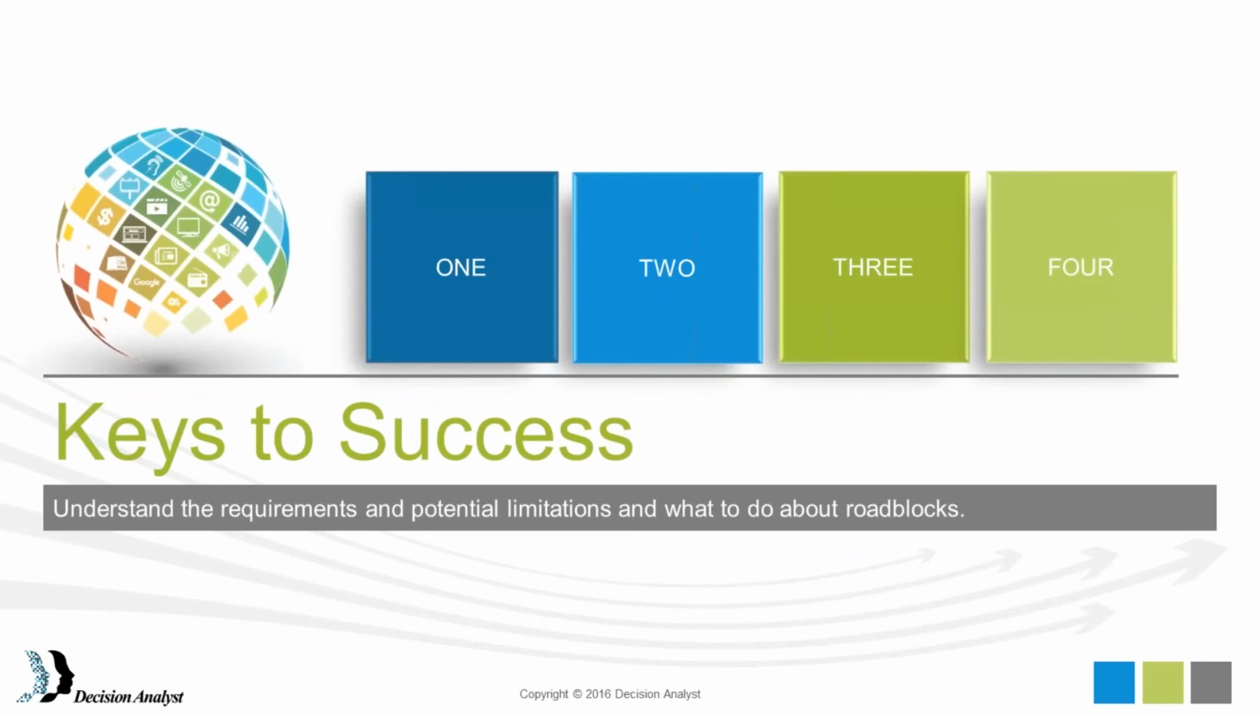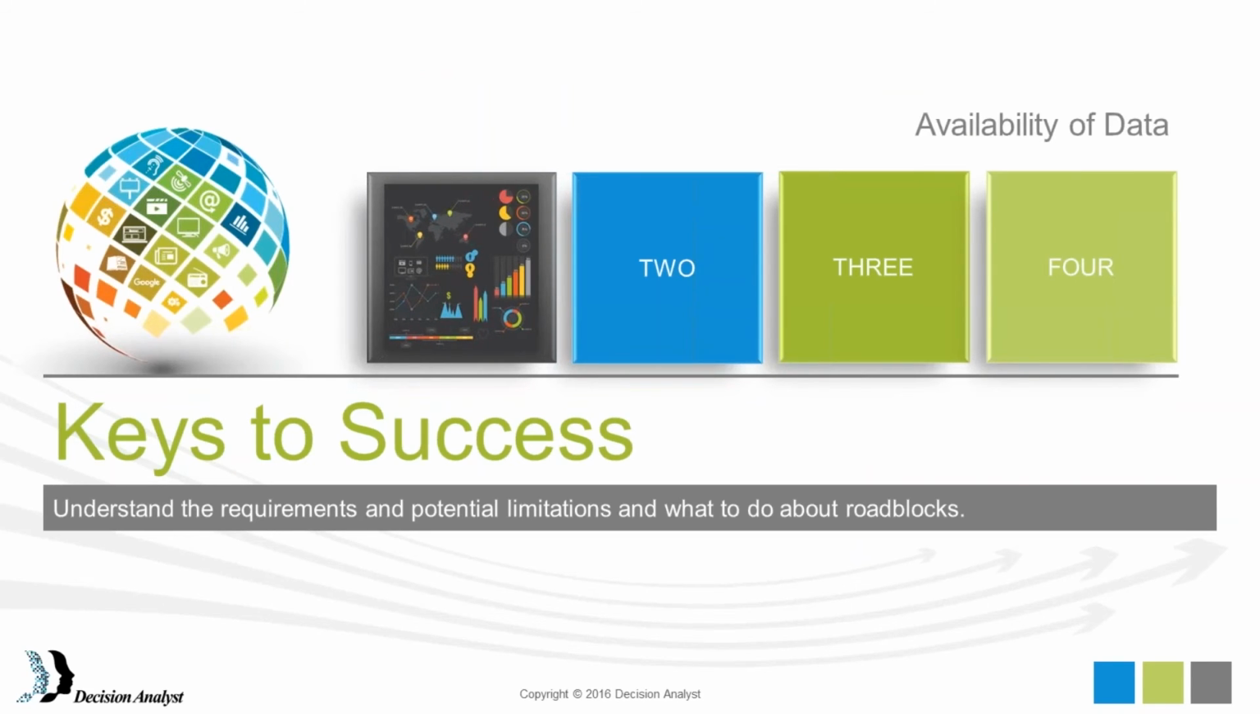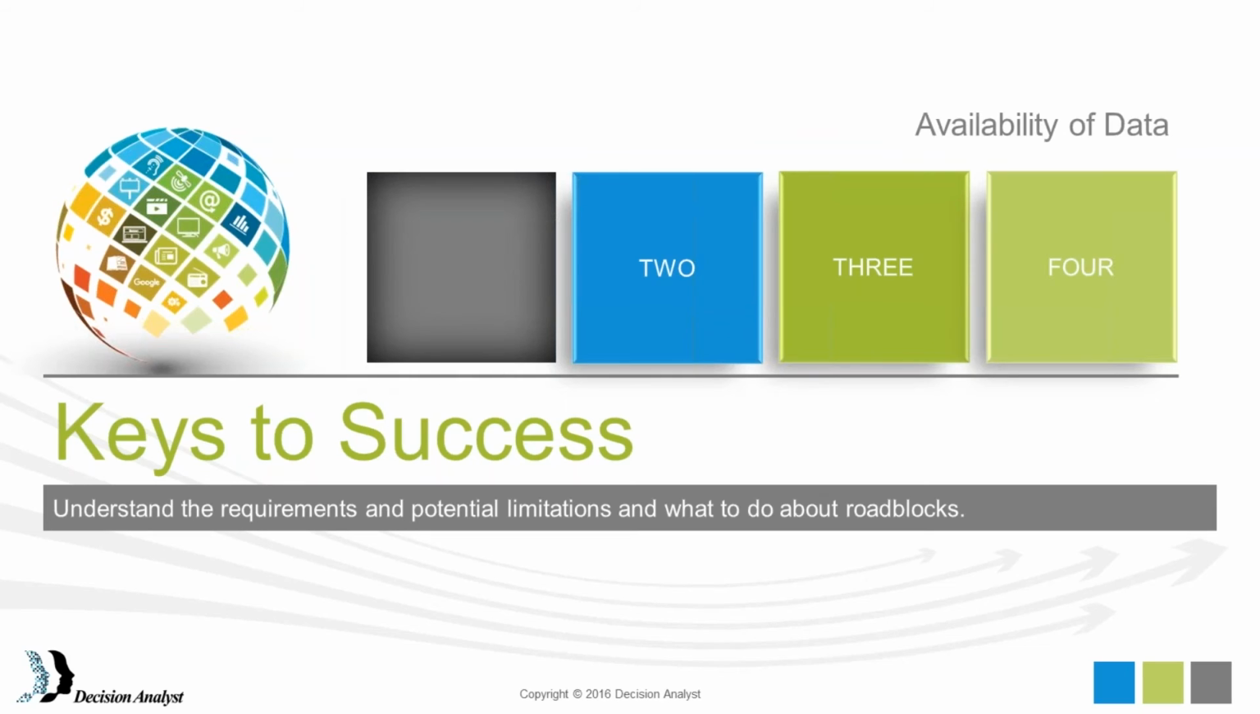So the keys to success. First of all, understanding the requirements and the potential limitations and what to do about roadblocks. Of course, the first thing we look at is the availability of data, and we will be talking a little bit later about how much data is required, but basically, unless we have the data not only on sales but also on the media spend, going back in time in history, and we'll talk about how much history we need, the availability of the data is crucial, and that's the first thing to look at whenever we do a marketing mix modeling study.